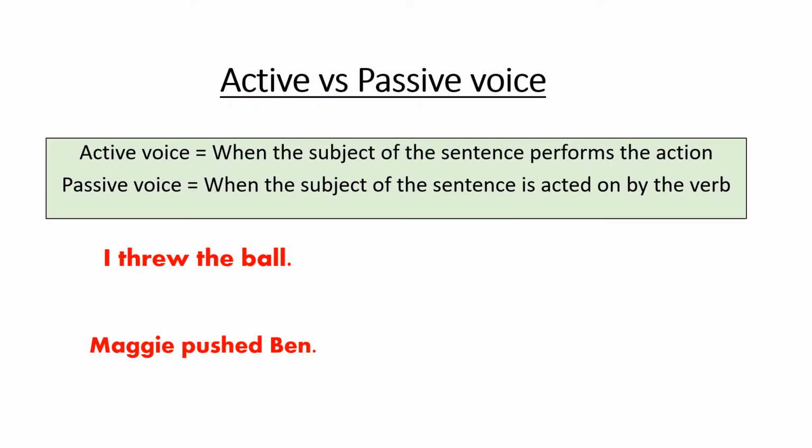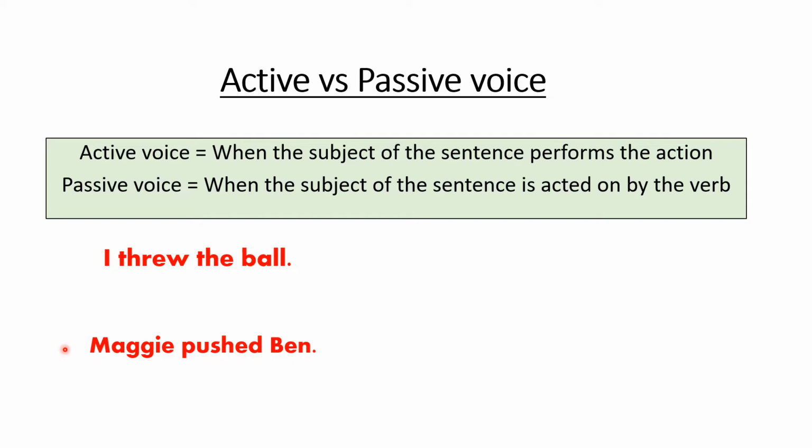So passive voice really is quite simple, and it all comes back to the syntax or the order of the words in a sentence. Most of the time we write and speak in active voice, and that means we, or the person or thing we're talking about, are performing the action. So I have two examples of this on the screen. I threw the ball and Maggie pushed Ben.